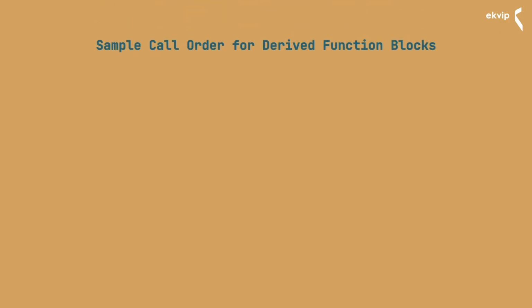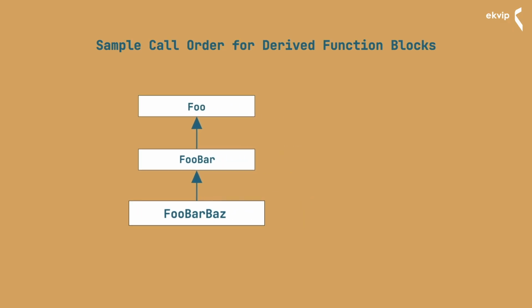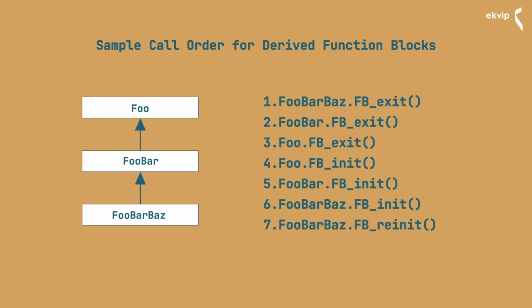Let's have a look at the sample call order for derived function blocks. Let's say we have 3 function blocks: Foo, the base class. FooBar inherits from Foo. FooBarBaz inherits from FooBar. When we create an instance of FooBarBaz, here's what happens in an online change scenario with declaration changes. As you can see, exits are called in reverse order, and inits happen from the base up. Reinit calls are optional but should be included if the base class needs to reset after the online change.